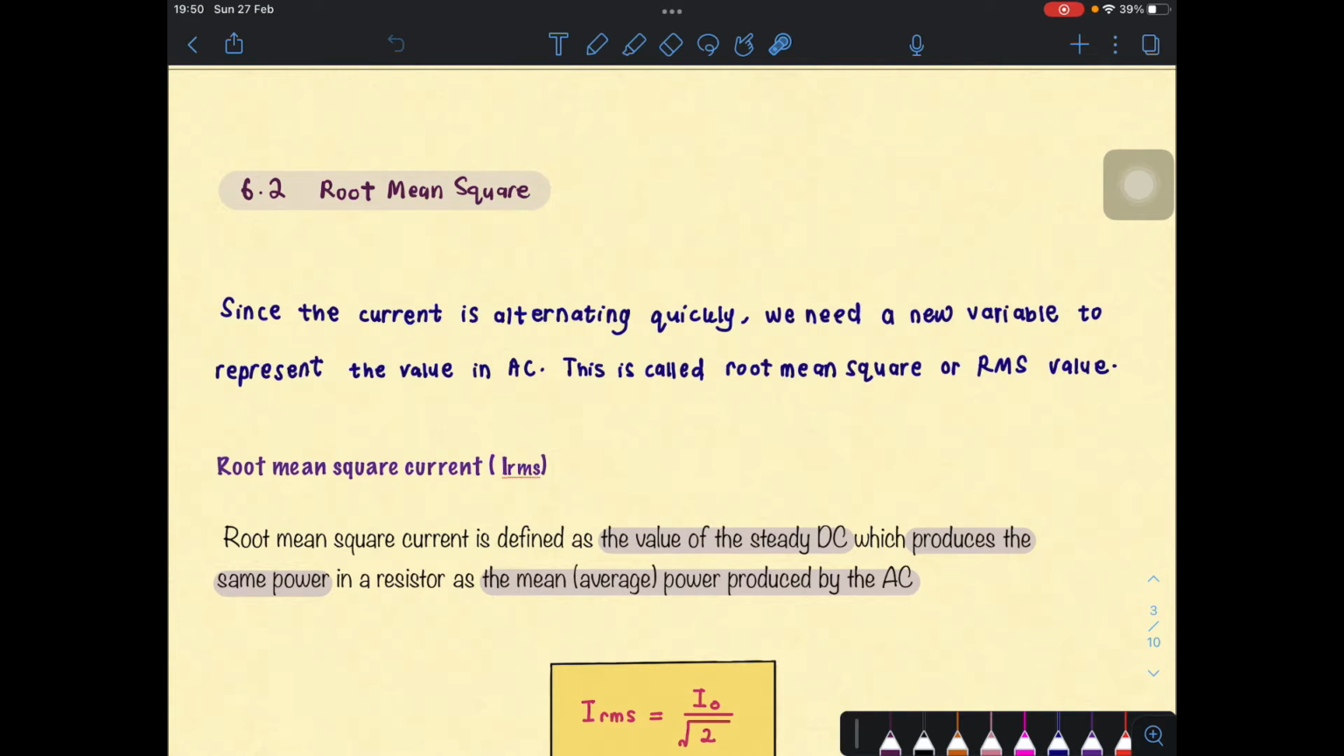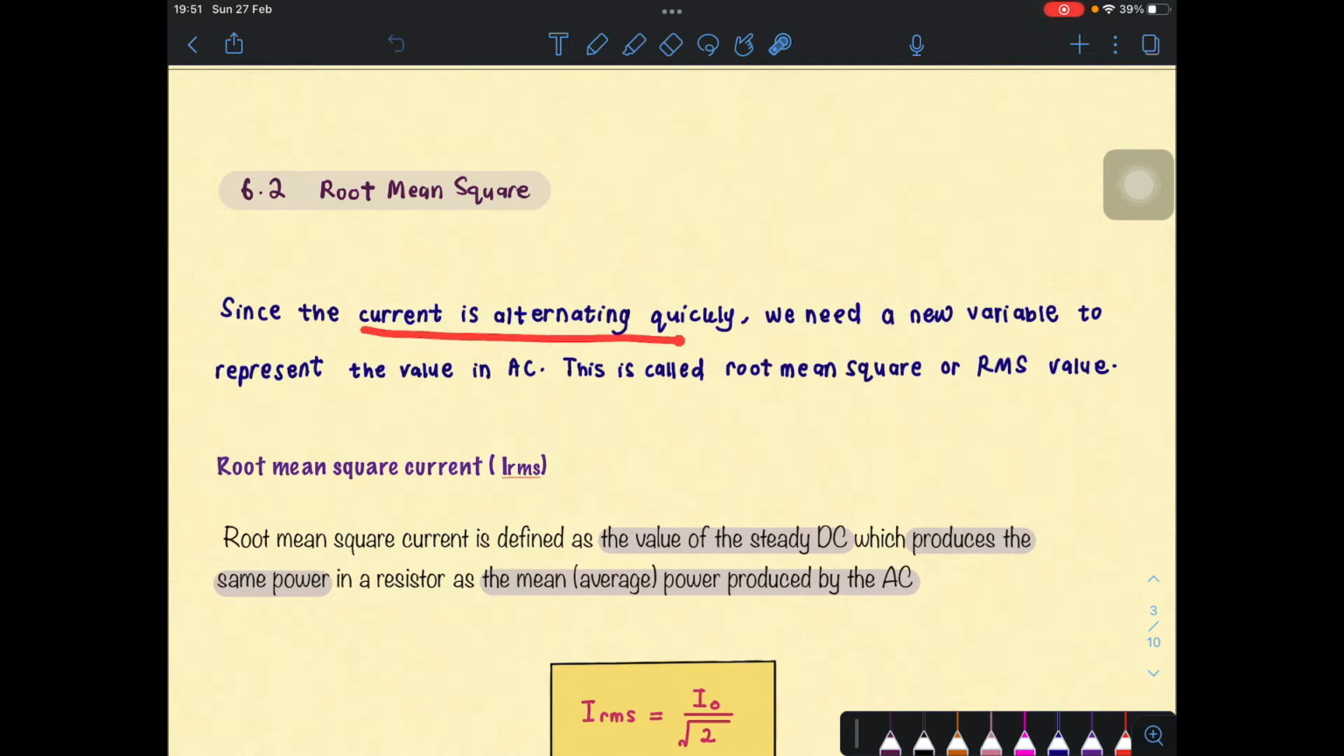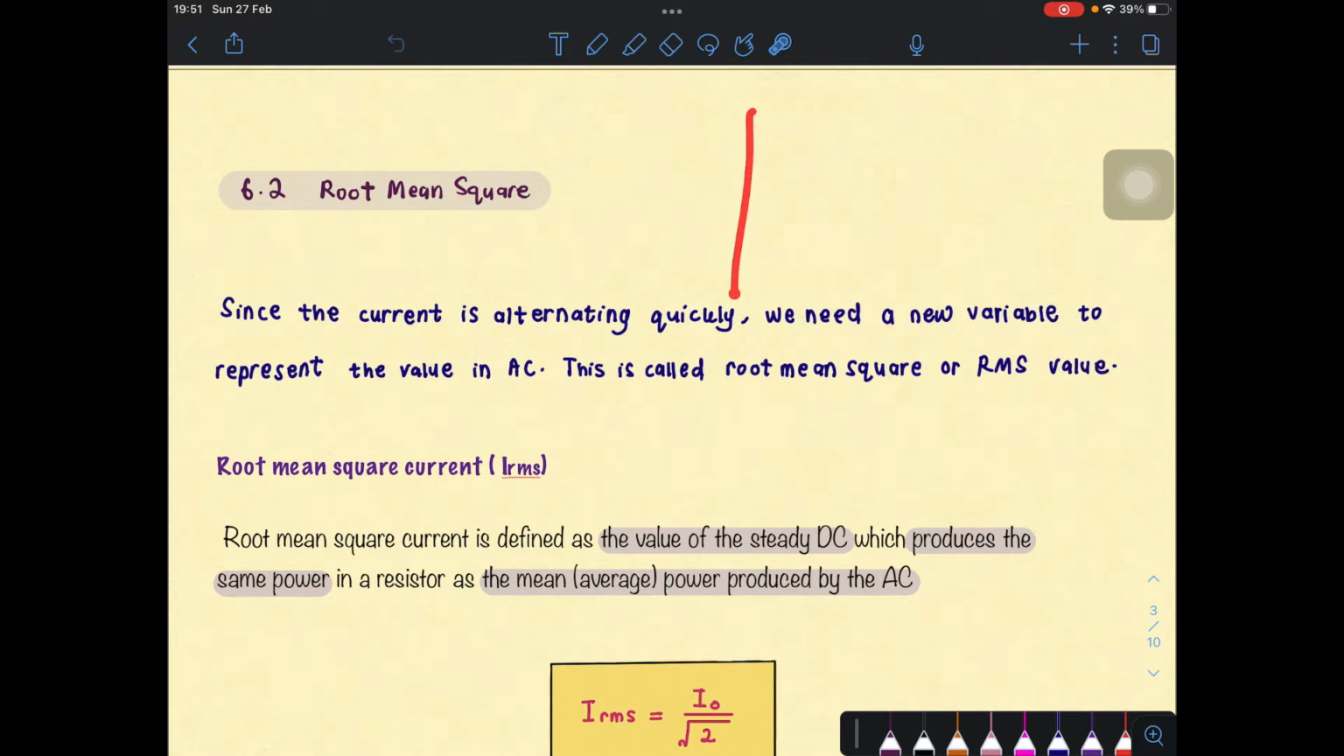Okay, let's proceed to the next subtopic, 6.2, root mean square. Singkatan dia adalah RMS. Okay, let's see what is the RMS value. We know that in AC, the current is alternating quickly. So when it alternates quickly, we have a sine graph, right? So kita ada sine graph.